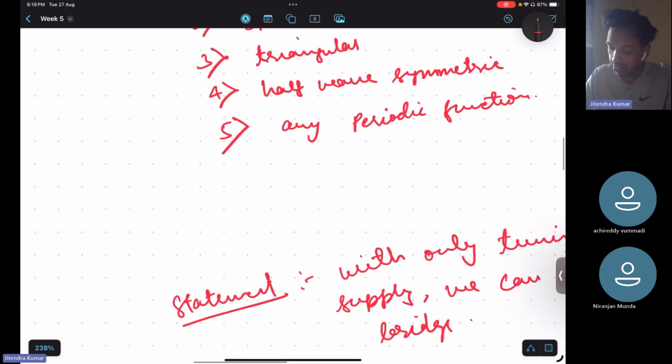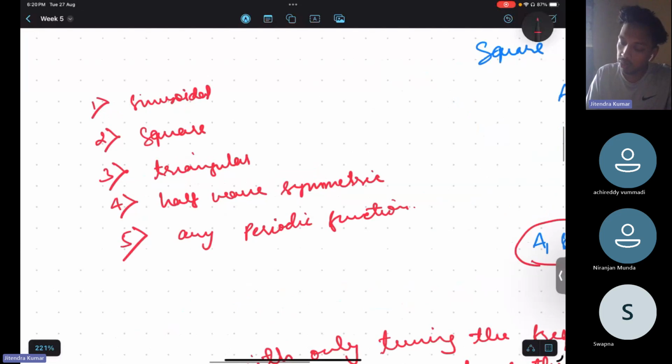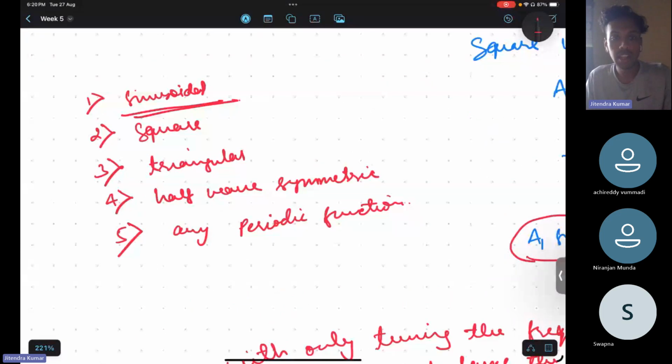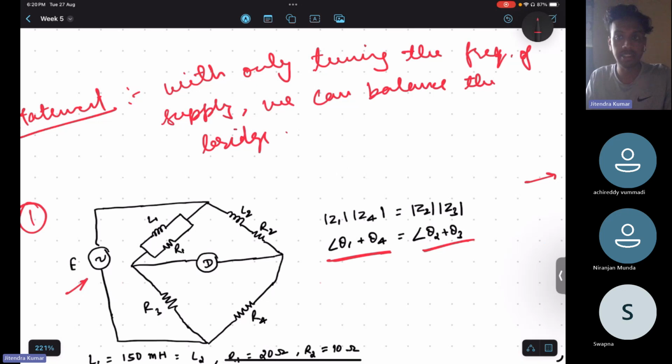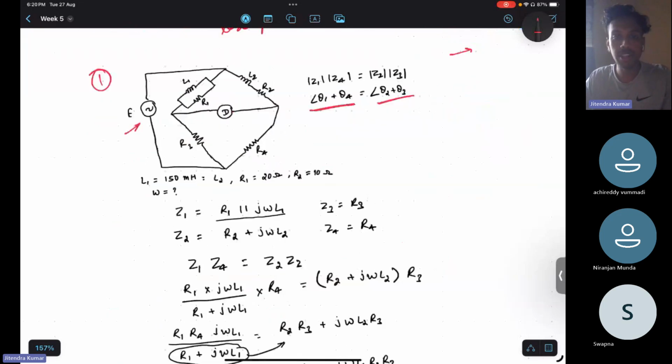So it is very difficult to maintain this circuit in balanced condition with all other frequencies. You might maintain this circuit in the balanced condition for a couple of frequencies, but it is impossible to maintain it with all the harmonic frequencies. That is why sinusoidal waveform is always preferable in AC supply or in AC circuits. We do not need to bother about other harmonics, and we can maintain this bridge in the balanced condition. So a square waveform will not be desirable, triangular also not desirable, same with half wave symmetric or any periodic function. Only sinusoidal will be preferable in the case of a balanced circuit. Okay, any doubt there?